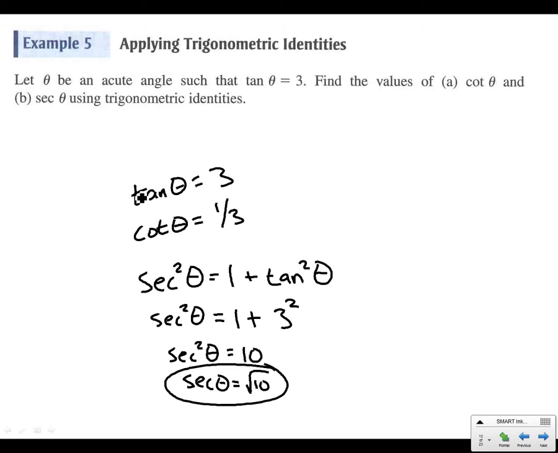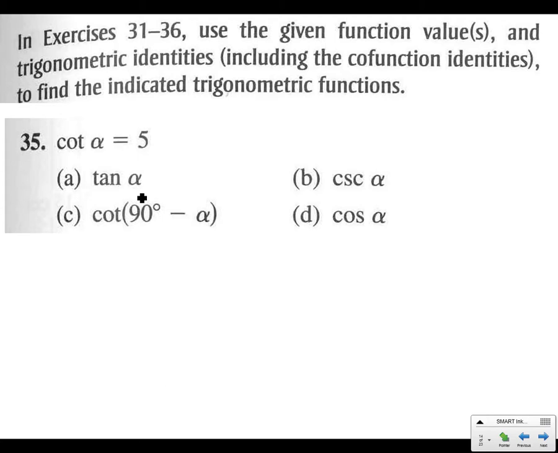All right, so there's two different ways. We can either make the triangles and figure them all out, or we can use the formulas that were given in the identity section. See if you can do it without drawing a triangle. See if you can do 35 with just using the formulas.